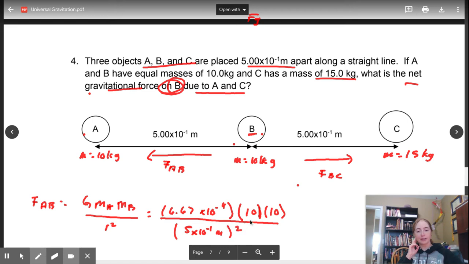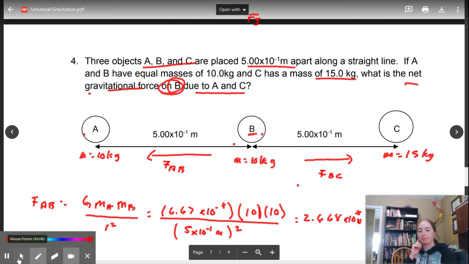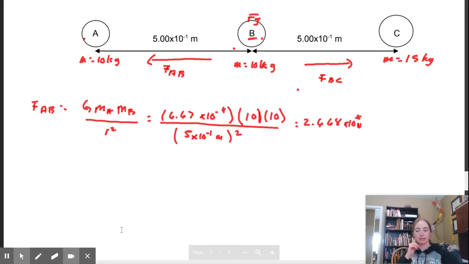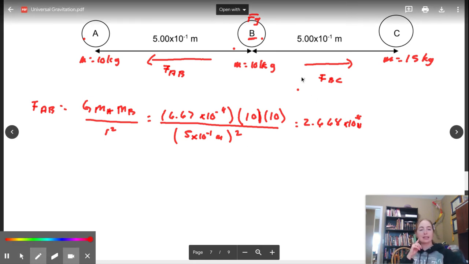Square your radius. Once you plunk that into your calculator correctly, you're going to get 2.668 times 10 to the negative 8 newtons. Now, ladies and gentlemen, keep all of these numbers in your calculator. Don't delete them just yet. So we have one of our forces. Now we're going to need to calculate this next force.